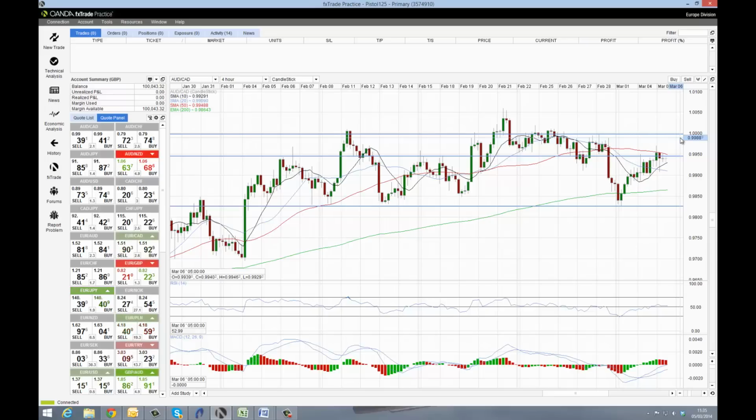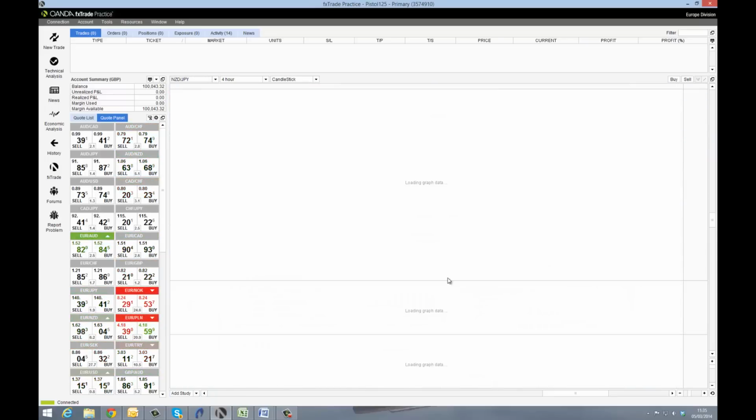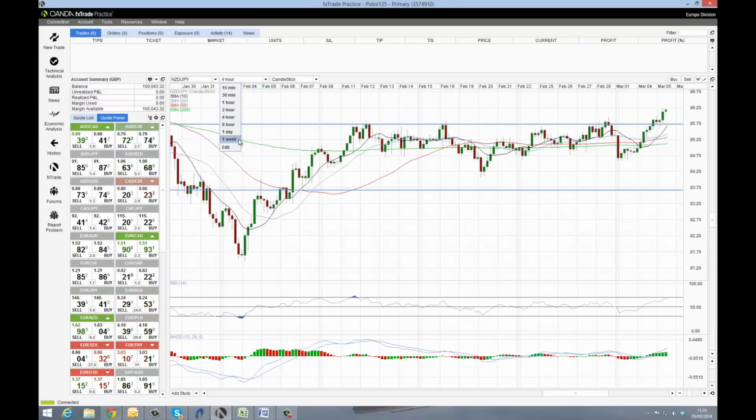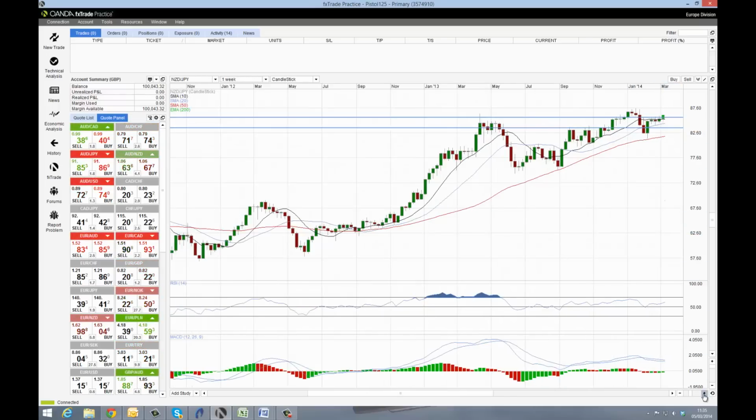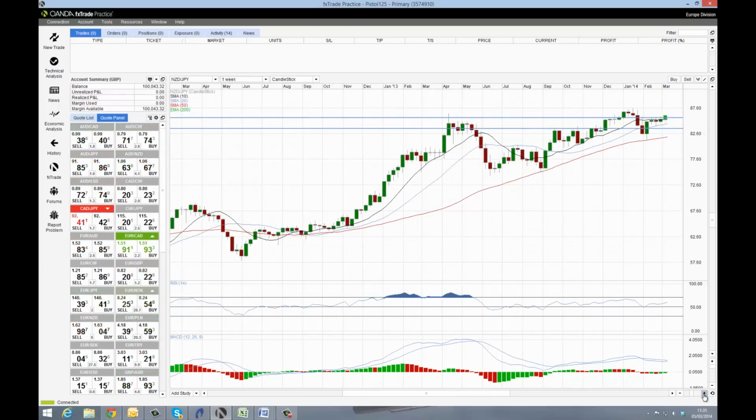Now the next market I want to take a look at is the New Zealand dollar against the Japanese yen. The New Zealand dollar, or the Kiwi, has been moving a lot recently, and we've now got some rather interesting structures in price. If we take a look at the weekly chart, we can see that this market's had a couple of levels that it's tested a number of times.